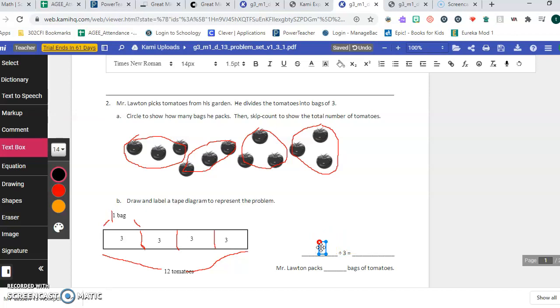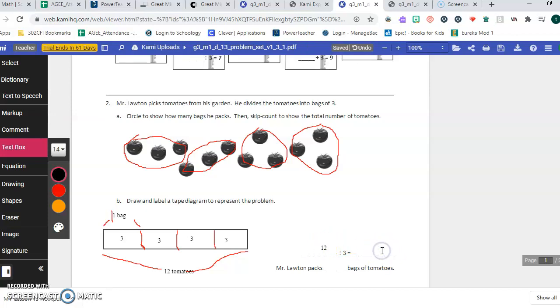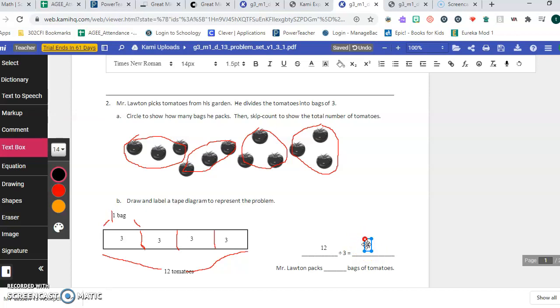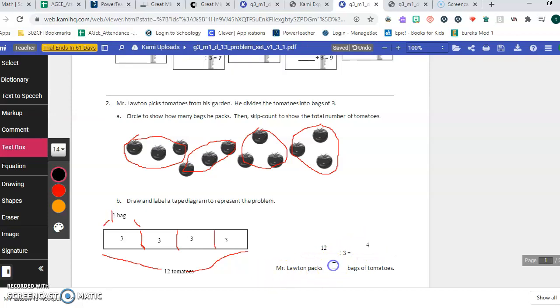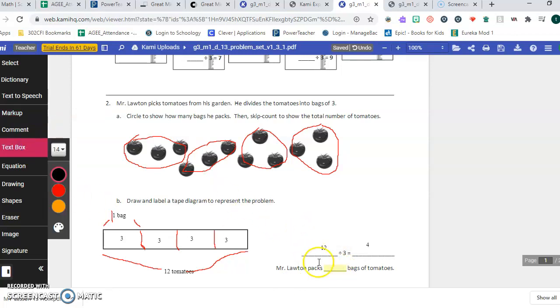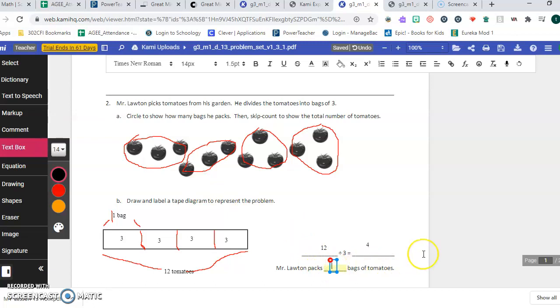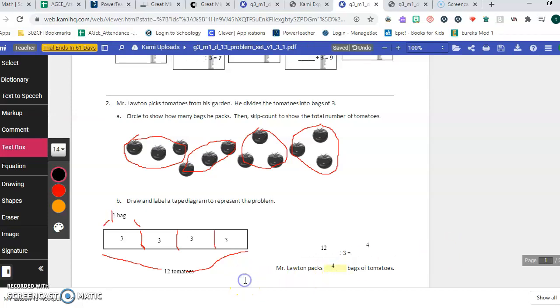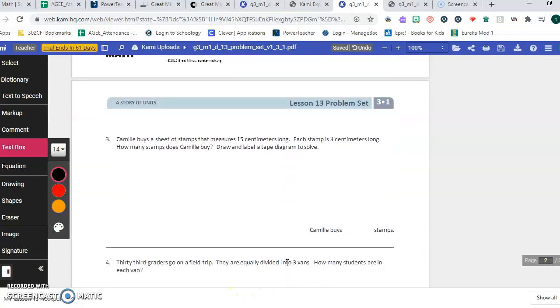And when I go over here to my equation, I've got 12 total items divided into bags of 3, which gives me 4 bags. Mr. Lawton packs 4 bags. Okay. I'm having trouble highlighting it. I don't know why it won't light up. Oh, I was on the wrong tool somehow. Okay, so he packs 4 bags of tomatoes. All right, so click out and moving on.